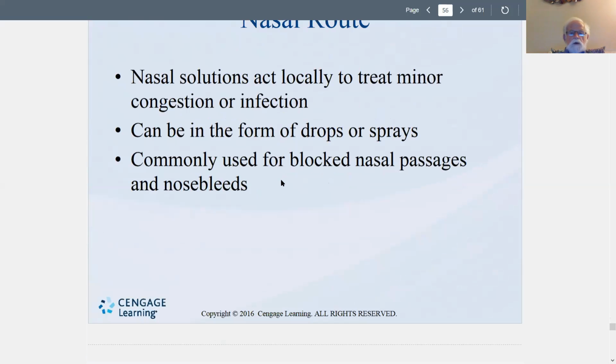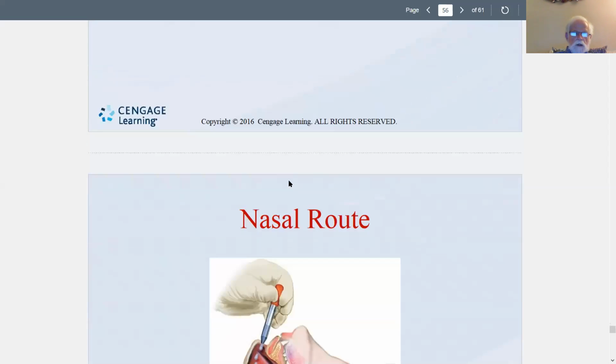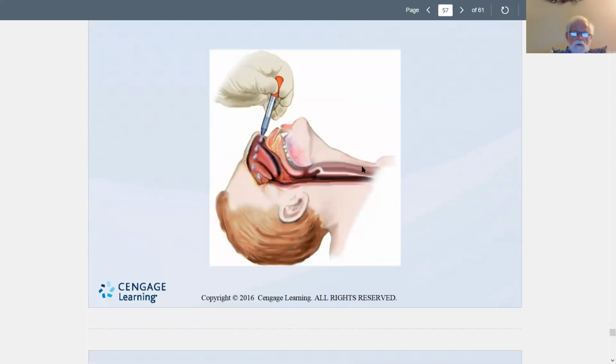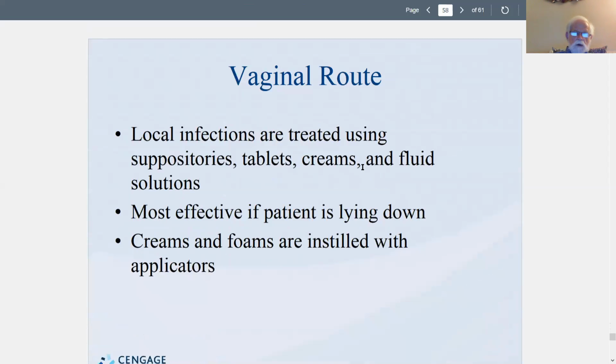Nasal, we can put things into the nose. People do this. We have nasal saline. We also have nasal drugs for clearing up nasal congestion and sinus infections and that sort of thing. So the nasal route is something, again, where the head has to be tilted back. Here's a good example of when someone should be lying down with their head over the end of the table.